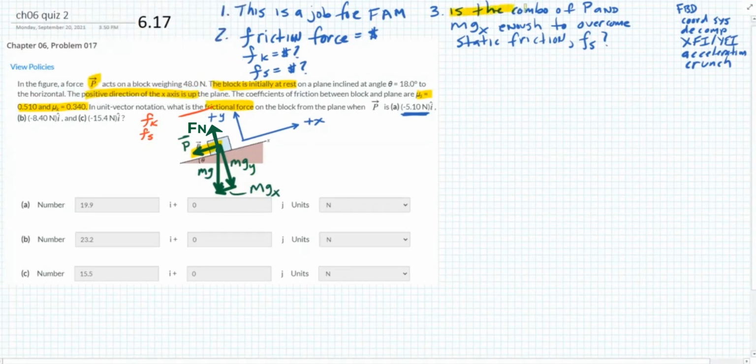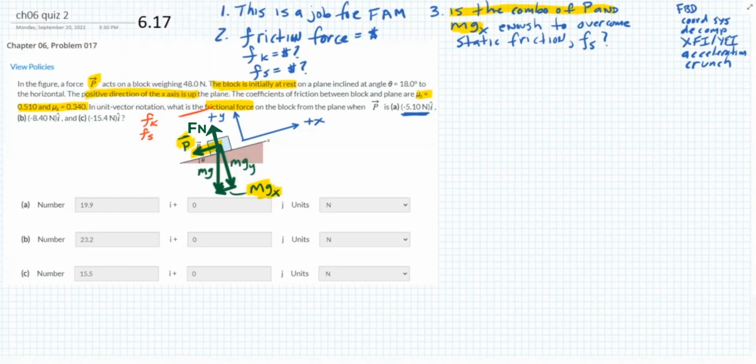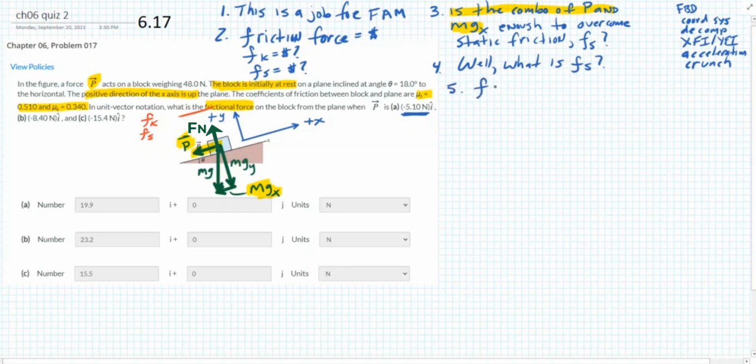Is the combination of P, which is right here, and mgx, which is right here, those are both down ramp forces. Are they enough to overcome static friction? So that's my first test. And I'm having this dialogue with myself, and I would say, well, what is F subscript S?